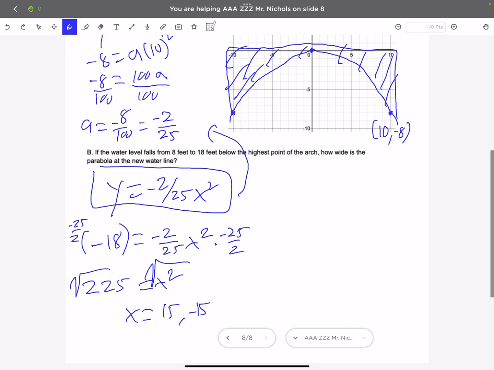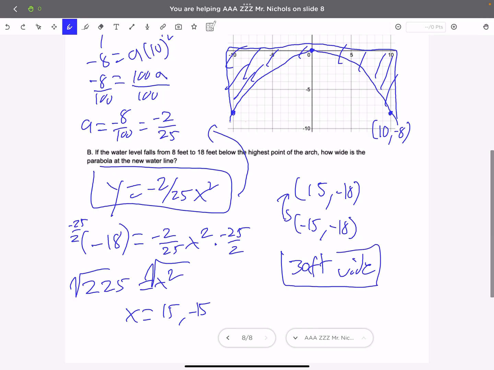And so my two coordinates are going to be (15, negative 18) or (negative 15, negative 18). Now the distance between 15 and negative 15 is 30 feet. So it is 30 feet wide, and that is our answer.